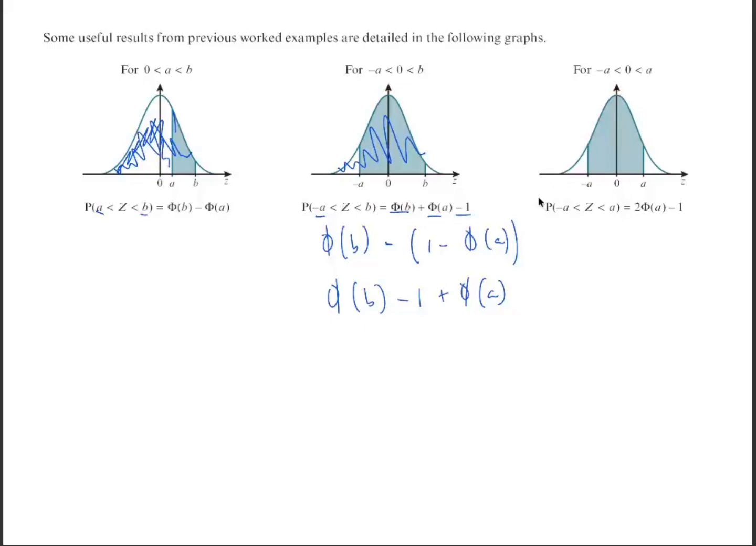Finally, if you have something like this, this just expands from the thing here, where if phi of b was phi of a instead, you would have phi of a plus phi of a minus 1, which gives us 2 phi of a minus 1. So these were some useful results that we got from the previous worked examples that we just did.